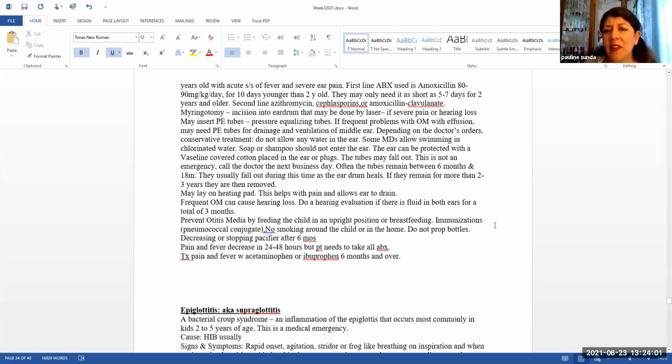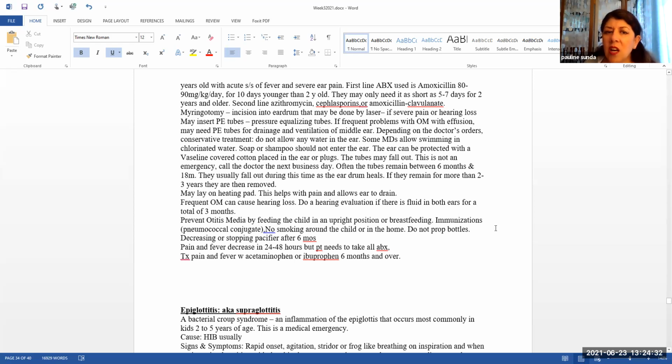Second line of defense would be your azithromycin, your cephalosporins, amoxicillin-clavulanate. A myringotomy is an incision into the eardrum that may be done by laser if they have severe pain or hearing loss. They may also insert pressure equalizing tubes if frequent problems with otitis media with effusion. What this does is this promotes drainage and ventilation of the middle ear.